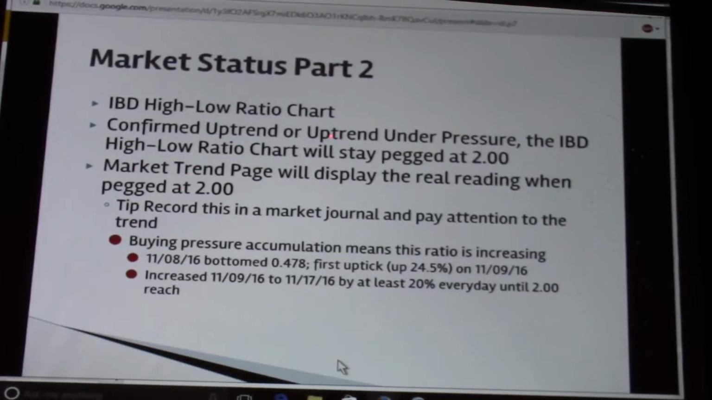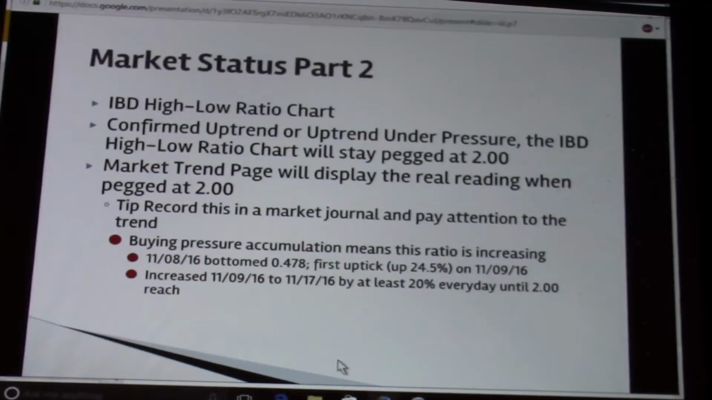So in a confirmed uptrend, or when the uptrend is under pressure, the IBD ratio will be pegged at 2.0. It doesn't deviate off 2.0 until you're in the final leg of the market going down. In other words, when you're in a correction, during the first two waves of selling where the mutual funds got out of Dodge, this ratio is pegged at 2.0. So if you're waiting for it to deviate off 2.0, you've already taken some damage.